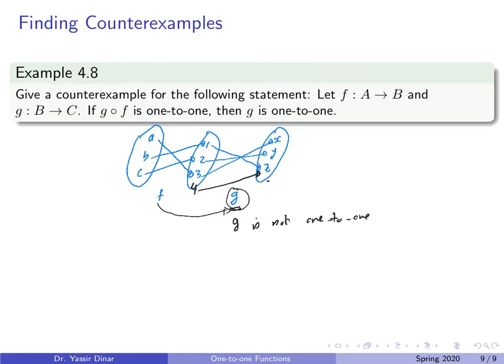But you see that g circle f still will be the same as before. It is 1 to 1. So by this I give a counterexample where the function g circle f is 1 to 1, but g is not 1 to 1. By this we finish the third part about 1 to 1 functions.